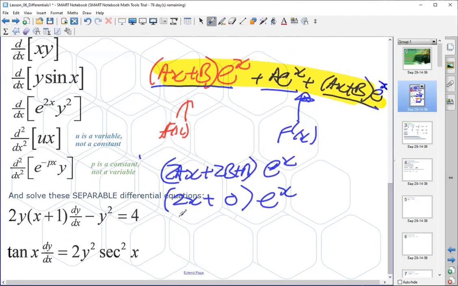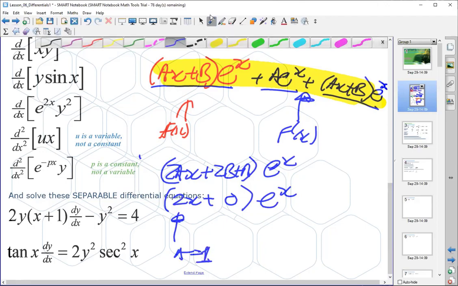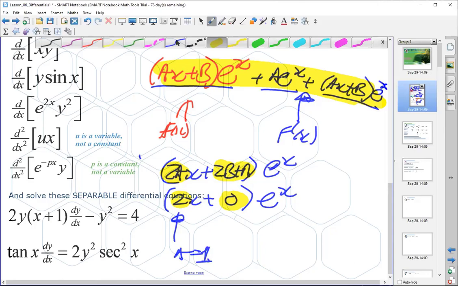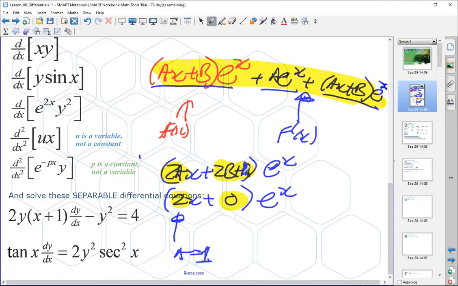So now what we wanted was 2x plus 0 times e to the x. So that tells us that a is going to have to be 1, because that has got to match that. And then this has got to match that. But we already know that a is 1. So 2b plus 1 is going to have to be 0. And so b is going to have to be minus a half.